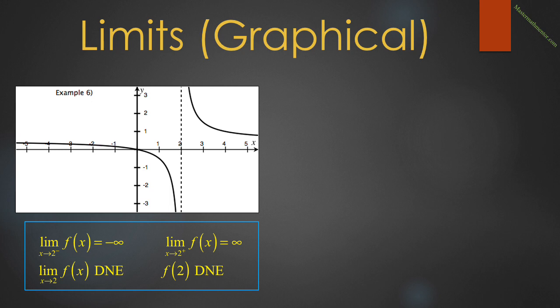Similarly, we can say that the limit of f of x as x approaches 2 from the right is equal to infinity to signify that the graph is going up forever. Again, the limit of f of x as x approaches 2 from the right does not exist, but saying that it's equal to infinity gives a bit more information. f of 2 does not exist because there is no value of f of x at x equal to 2.